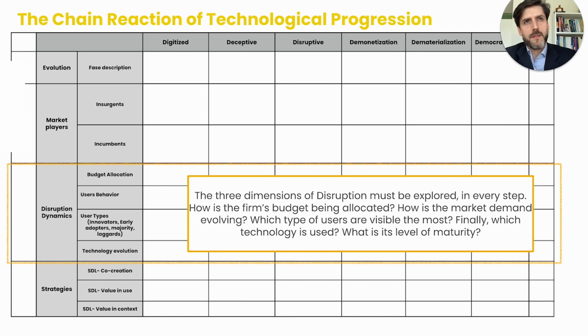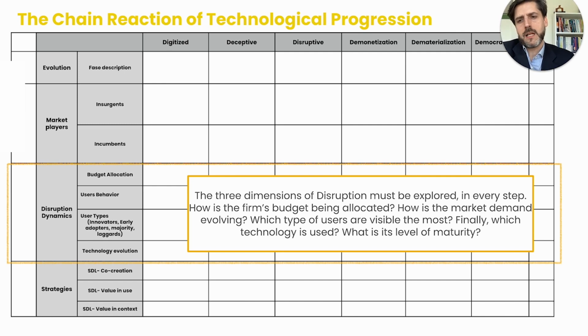what are the main events or the main elements influencing the space of technology evolution, budget allocation, and user behavior. Ultimately, we also look into which are the types of users that are influenced when it comes to user behavior analysis. Are we talking about innovators, early adopters, or other types of users that are involved? Most likely, you will be the first.